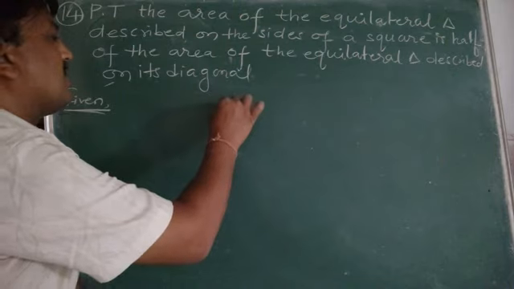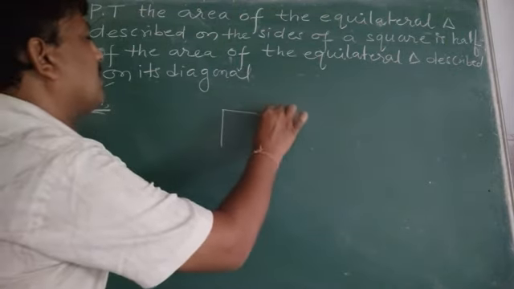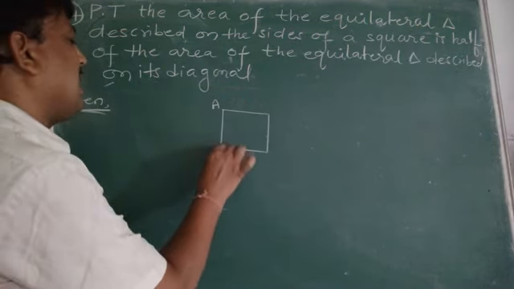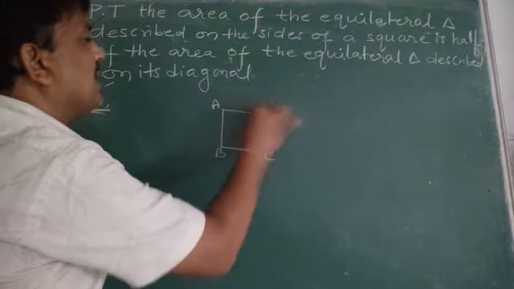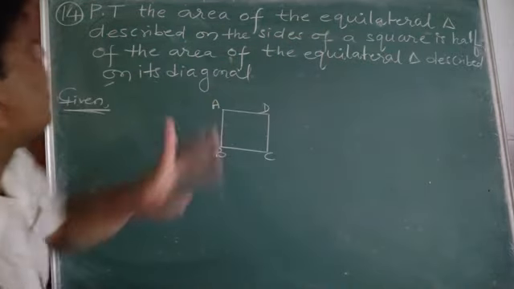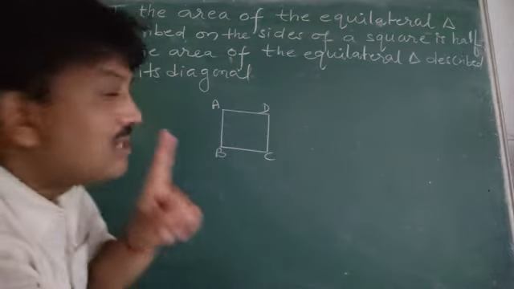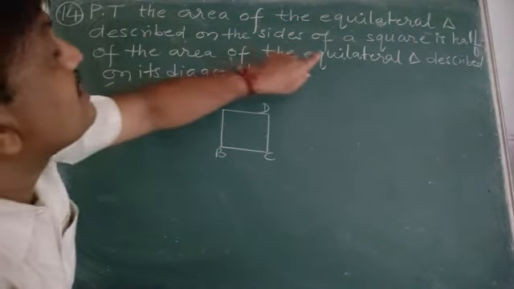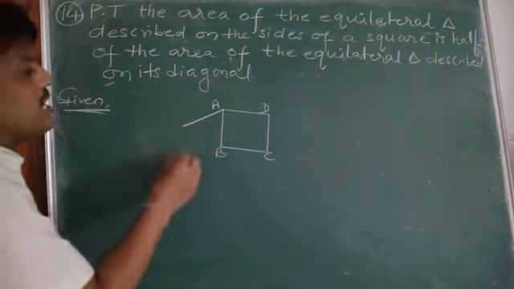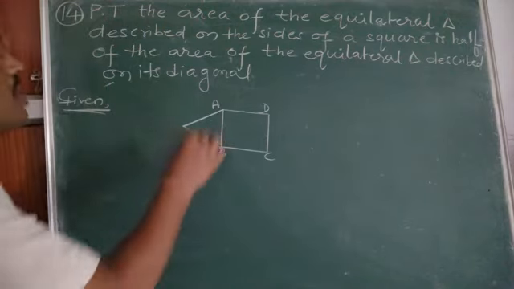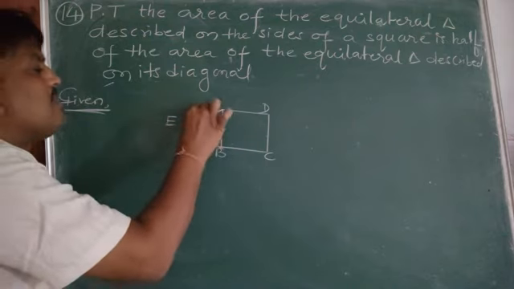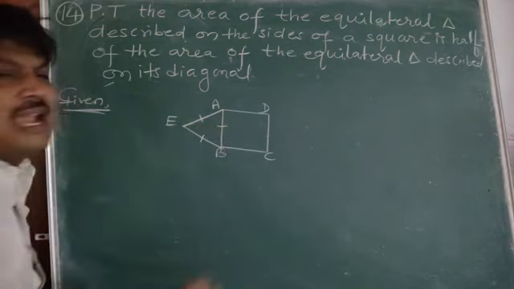So let's first take a square. Let the square be ABCD. Okay children? Prove that the area of the equilateral triangle, only one equilateral triangle is there, described on the sides of a square. Okay, on any side. Let me take an equilateral triangle. So what is the specialty of this equilateral triangle? It's equilateral, which means this side and this side are equal.